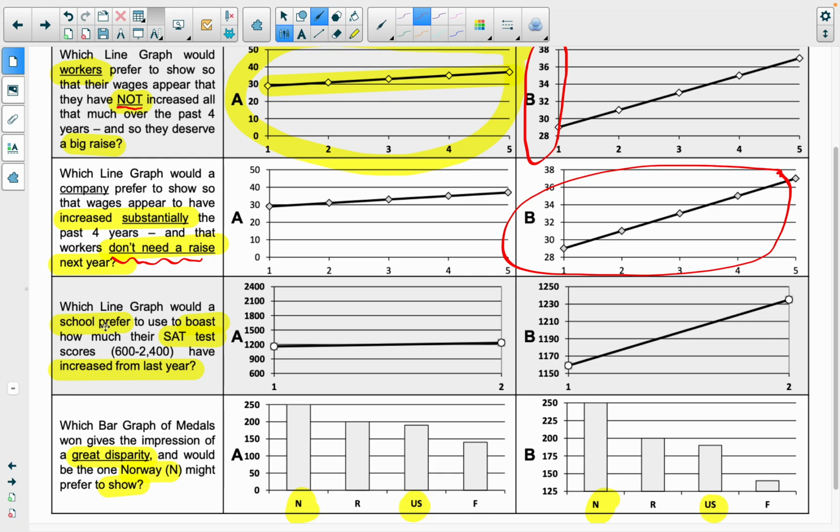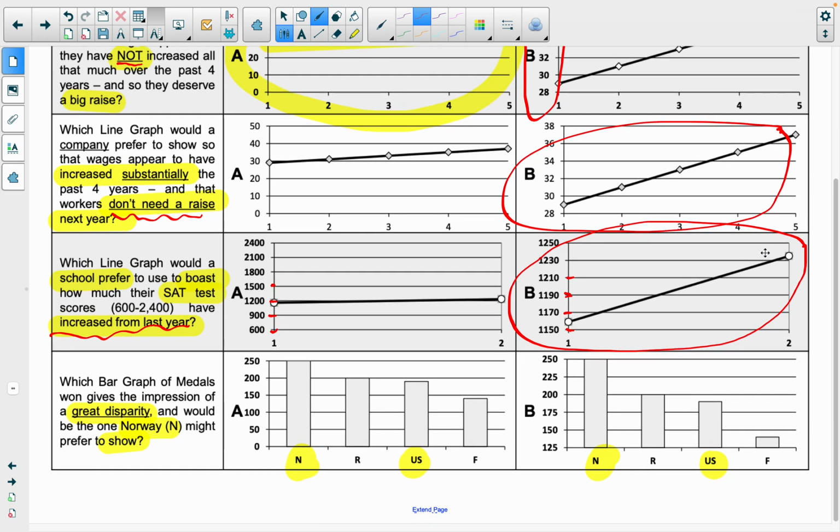A school is showing off their SAT scores and they want to say, look at how much we've improved. Are they going to use graph A or graph B? Look at how much they've increased. B. B looks like a dramatic increase. But notice, because you're going to have to on your test tell me why something's misleading, it has to do with the intervals. This one started at 600 and went in intervals of 300. This one started at 1150 and went at intervals of just 20. It went up by 20 each time, so it made it look more dramatic than it really was.